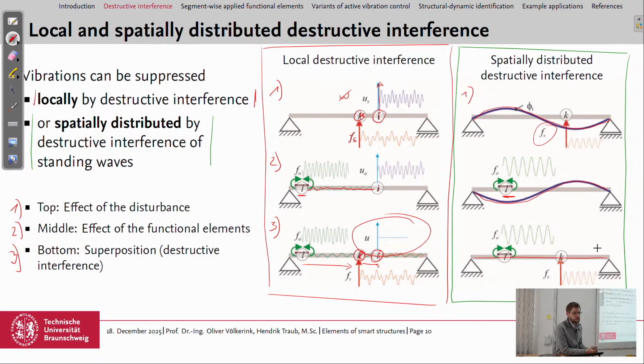In the second case, several places destructive interference will happen. Here only locally destructive interference. Correct. So here we have destructive interference over the whole beam, and here we only have destructive interference here.